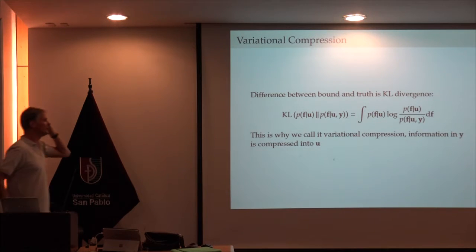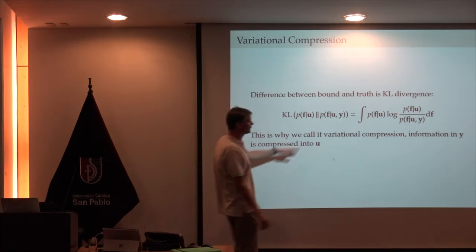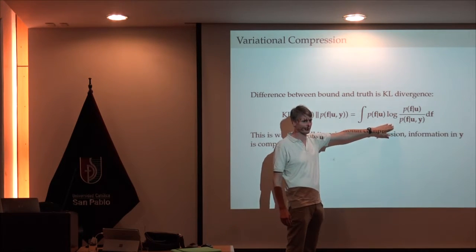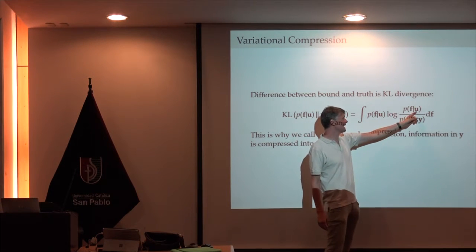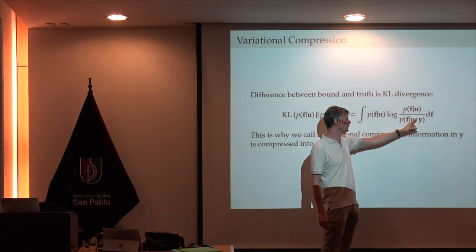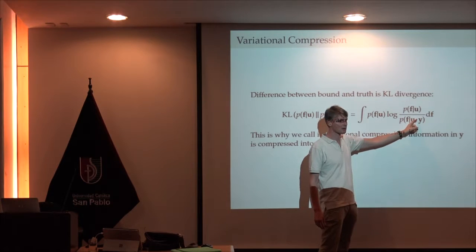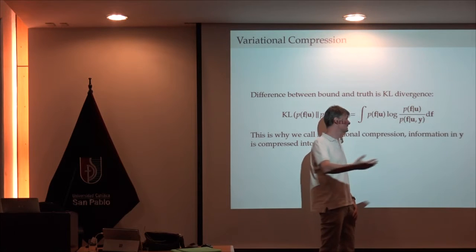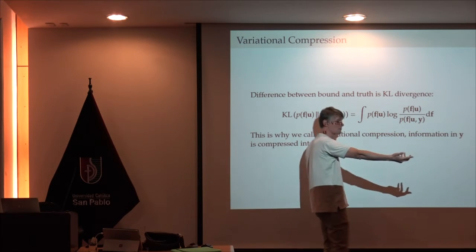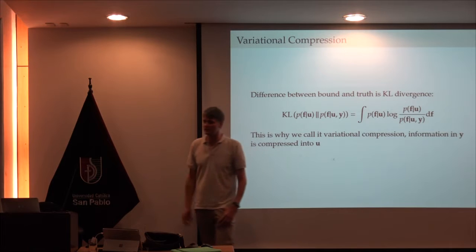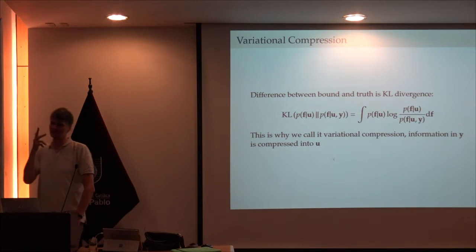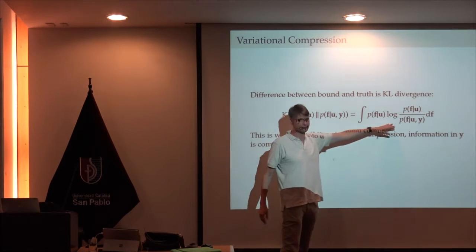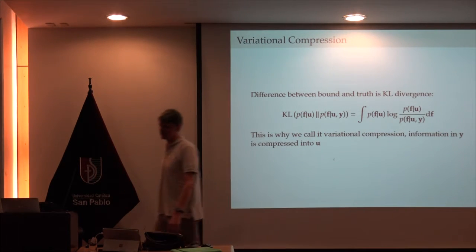And the difference between this bound and the truth is given by this KL divergence. This is why we think of it as variational compression. If you've got the same amount of information in U as you have in U and Y, then this is exact. For example, one way to make it trivially exact is to set U to be Y, but that doesn't give you any computational advantage. But if you manage to find a set of U's that tell you the same amount of information you have in Y, this becomes exact, and then you recover the original Gaussian process.